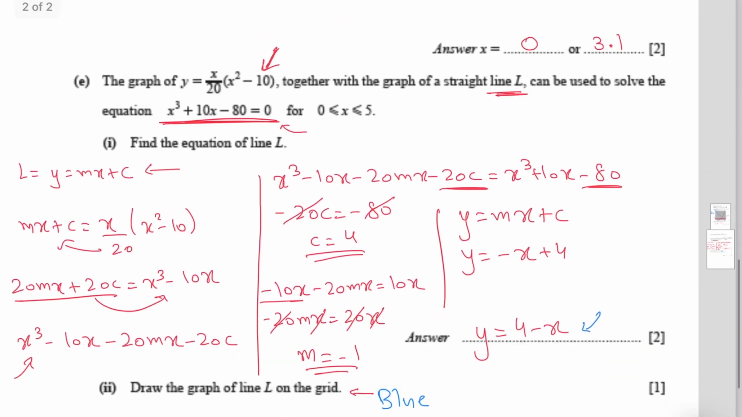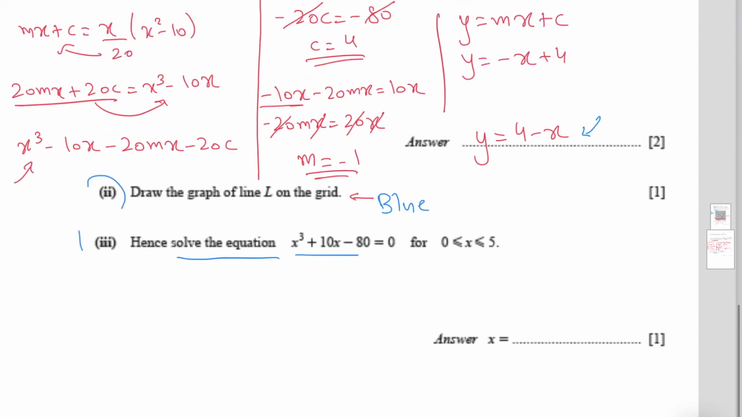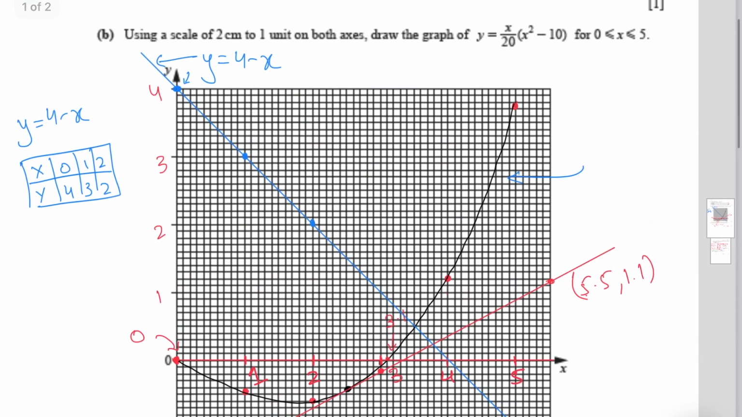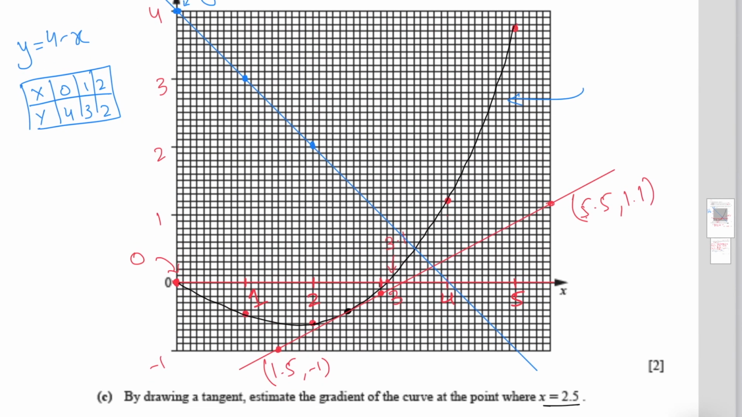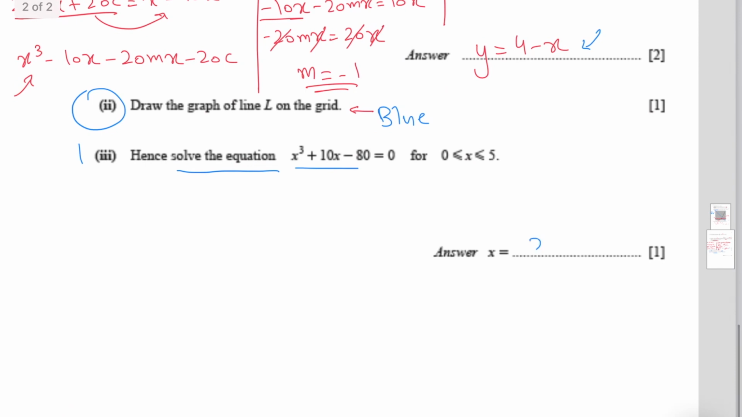Let's see what the next part says. Hence solve the equation x cubed plus 10x minus 80 equal to 0. So we need to find the point of intersection of this line L and the graph and this graph over here. So let's see what the value is. We have one of the value. Okay, there's only one value. This is the value over here. Let's see what the coordinates of x are. 1, 2, 3, 4, 5. Okay, so the value of x comes out to be 3.5 and we are done with the question.